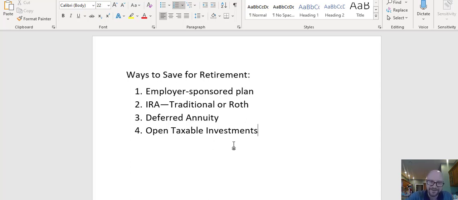So normally we rank them this way and we say, these are your choices for saving for retirement. These are the vehicles you use. So you really have two decisions that you have to make. The first decision is how much are you going to save? And then your second decision is what investments are you going to choose?